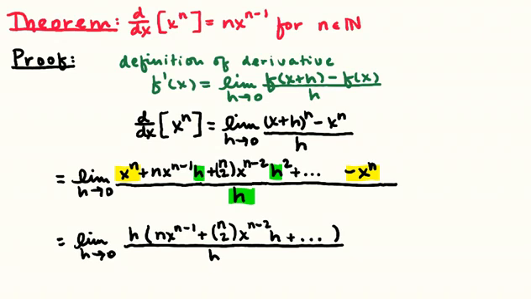So now what I'm left with, okay, see that n x to the n minus 1 multiplied by h, that no longer has an h associated with it. And so what we're going to do is cancel h divided by h, because that's 1 for every h, right? Except for h equals 0. But we're considering what happens for values nearby 0.